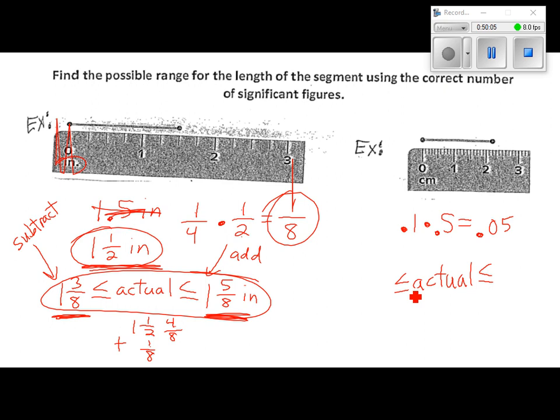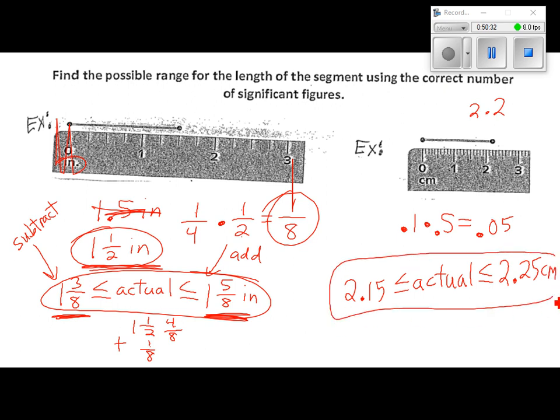How long is our segment? 2.2. Everybody agree with that? Something close to 2.2. What if we have 2.2 minus 0.05? What's 2.2 minus 0.05? 2.15, 2.25. 2.25 centimeters.